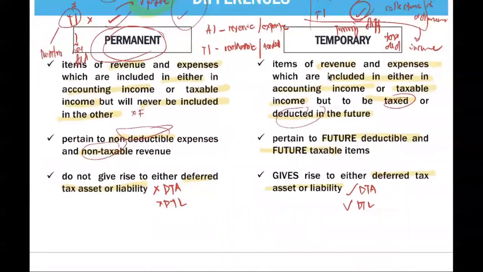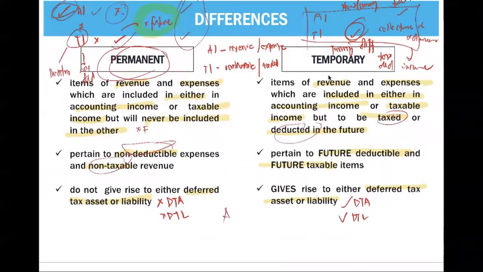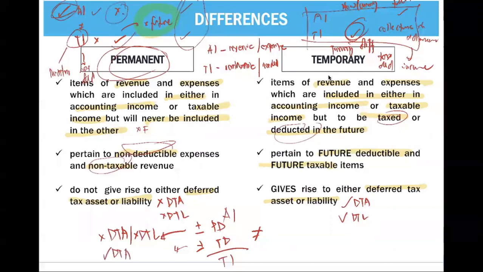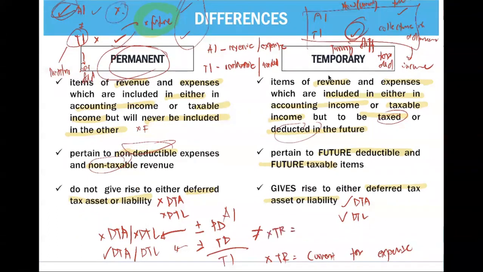Okay, so let's take a look again at our initial formula. Our initial formula is accounting income until you get your taxable income. And there are differences here. We have your permanent difference, plus or minus temporary difference. A permanent difference does not give rise to a deferred tax asset or a deferred tax liability. But a temporary difference will give rise to a deferred tax asset or a deferred tax liability. Okay? So what you do is taxable income times tax rate. This is your current tax expense. Your temporary difference multiplied by your tax rate is your deferred tax asset or deferred tax liability.